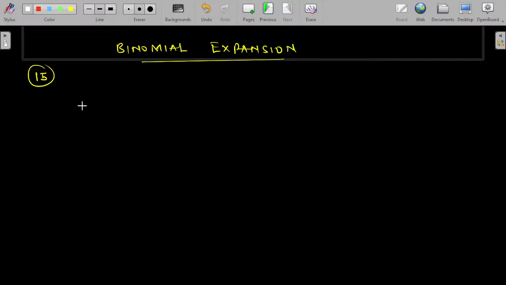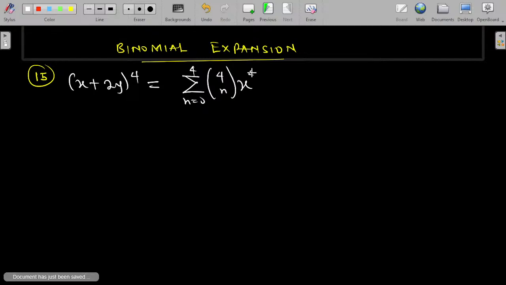Okay, so let's go ahead. Now, this is the question. It says that to expand (x + 2y) raised to the power of 4, certain terms are omitted. Provide them. This is what they gave us: this is equal to the sum from n equal to 0 to 4 of 4 combination n, then x raised to the power of 4 minus n multiplied by 2y raised to the power of n.